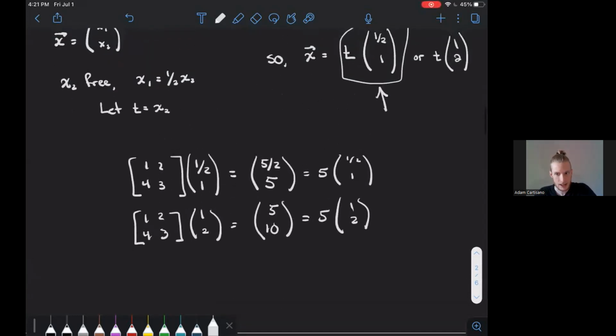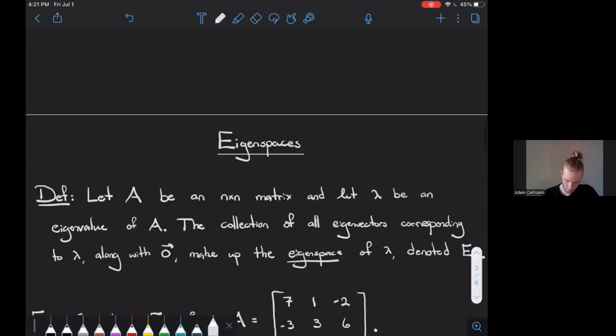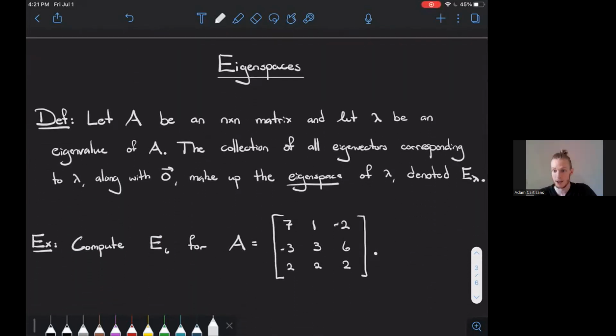Now, that seems like infinitely many eigenvectors for one eigenvalue. That seems strange. We give a definition to the set of all, well, let me just tell you what it is. We call it an eigenspace. So if A is an m by n matrix and lambda is an eigenvalue, then the collection of all eigenvectors which correspond to that eigenvalue lambda, taken along with the zero vector, make up the eigenspace of lambda. And we just write E lambda for it, like E6, or whatever.